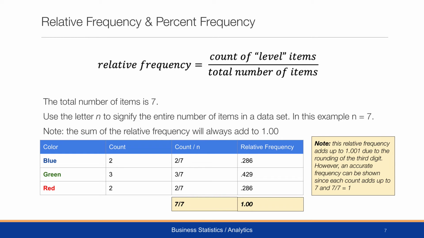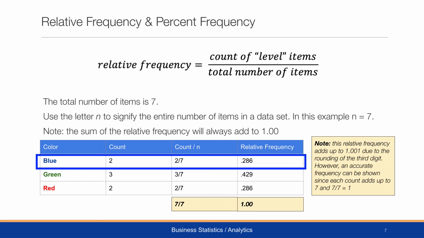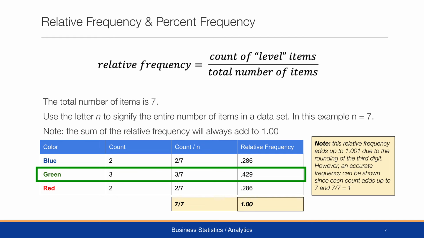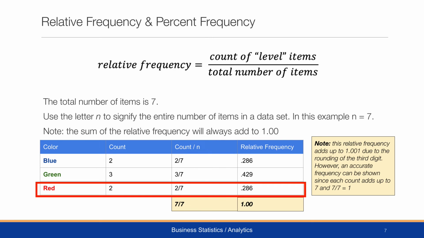So the sum of the relative frequency will always add up to 1 because everything is going to be a percentage. You'll notice here that these are percentages. So the blue, we had 2. We're going to take the count divided by N, so 2 divided by 7 is 0.286. In the next one, we have 3. 3 divided by 7, which is 0.429. And in the next one, we have red, which is 2. 2 divided by 7, again, that's 0.286.